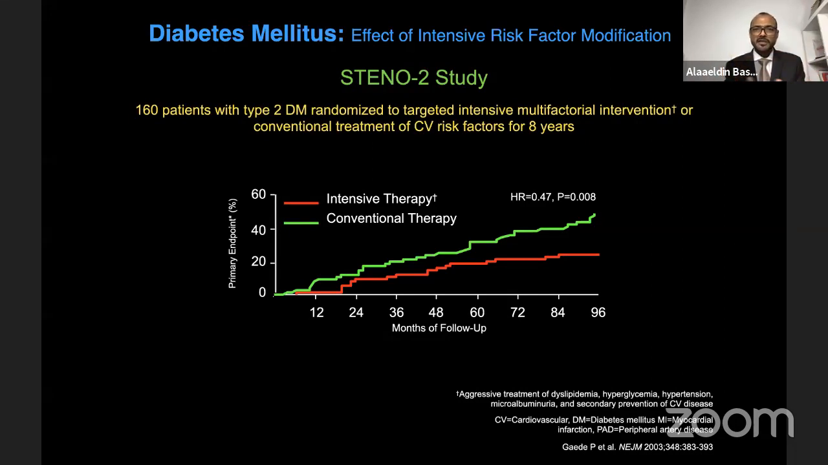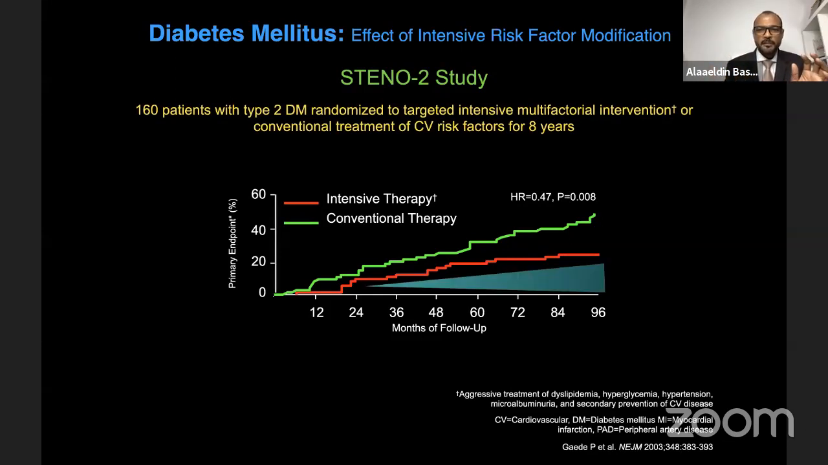And there is this STENO-2 study that has looked at multiple intensive risk factor modification. So they tightly controlled blood sugar, lipid profile, and blood pressure. And you can see that the primary endpoints occurred more in patients with conventional treatment and less in patients with intensive therapy. So it does actually answer the question of what should we do? We should intensively modify all risk factors.